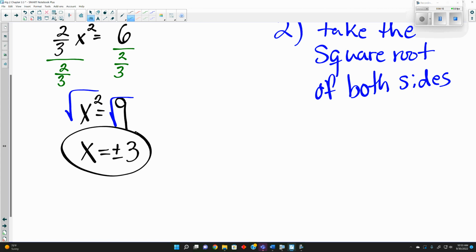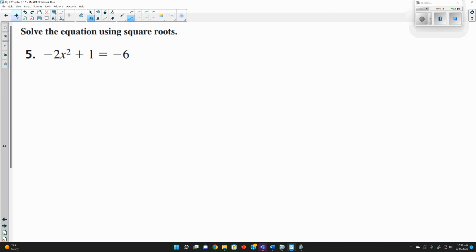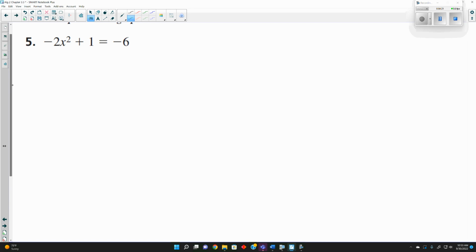Any other questions on this one here? Let's look at the next one. Negative 2x squared plus 1 equals negative 6. Now again, for this one here, we don't have a middle term, so we can use the square root method. So the first thing we need to do is get x squared by itself. So we can subtract 1 from both sides.